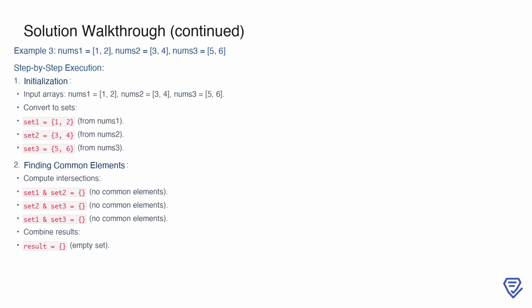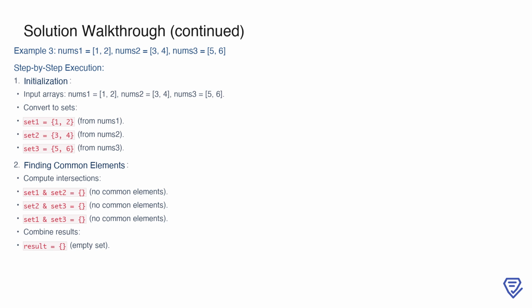In the third example, the input arrays are nums1 equals 1, 2, nums2 equals 3, 4, and nums3 equals 5, 6. As before, we begin by converting these arrays into sets to eliminate duplicates and facilitate comparisons. From nums1, we create set 1 containing the unique elements 1, 2. From nums2, we create set 2 containing 3, 4, and from nums3, we create set 3 containing 5, 6.